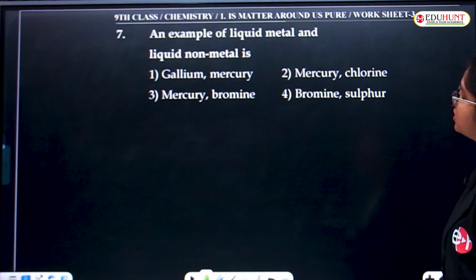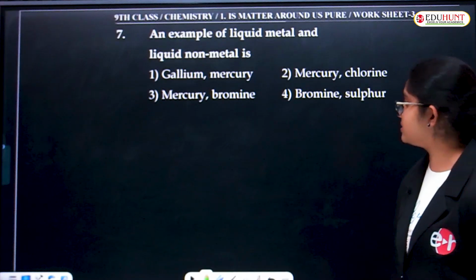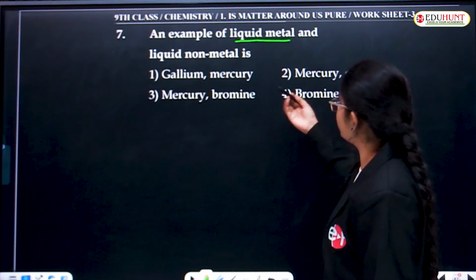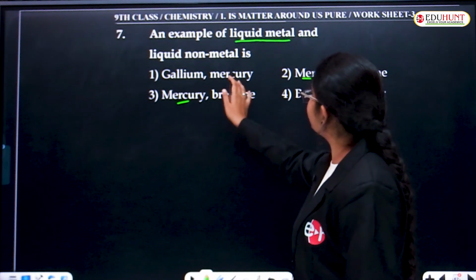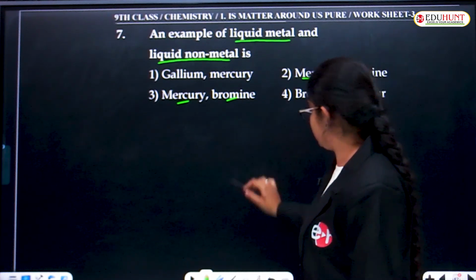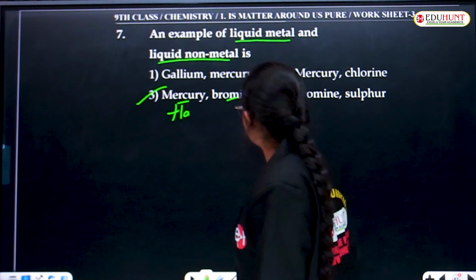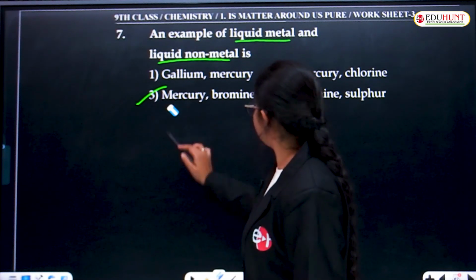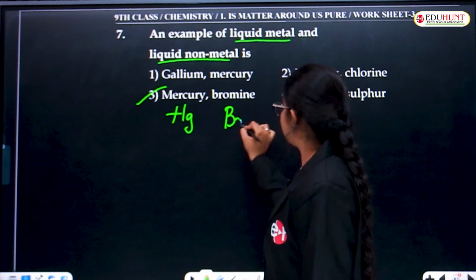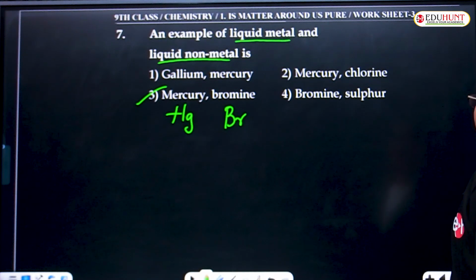Question number 7, an example of liquid metal and liquid non-metal. Okay, this also we have in the worksheet bits, previous one. What is liquid metal, children? Mercury. Very good. Mercury, where's mercury? Here we have mercury. Now liquid non-metal, is it chlorine? No, bromine. Very good. So here we have the right option, option 3, mercury. I'll write neatly, wait. Mercury is having the symbol Hg and bromine is Br. Mercury is liquid metal, bromine is liquid non-metal. Very good. Good. Now, next question.